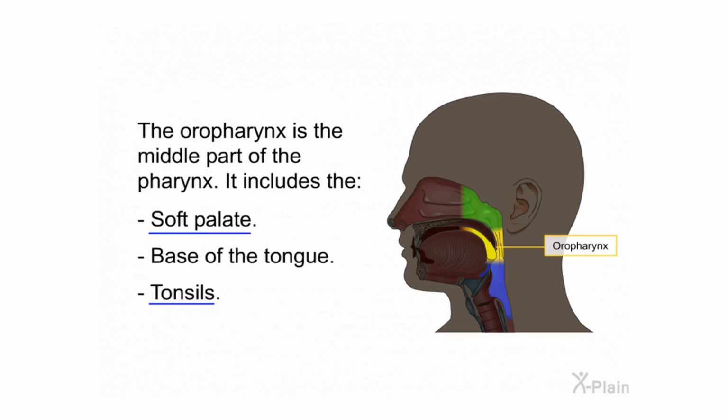The oropharynx is the middle part of the pharynx. It includes the soft palate, base of the tongue, tonsils.